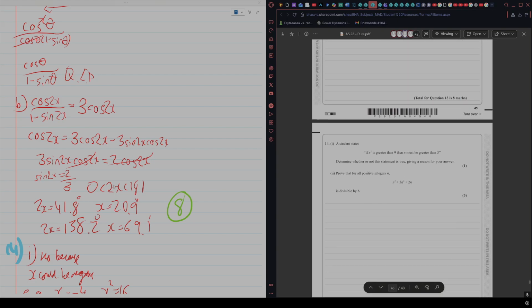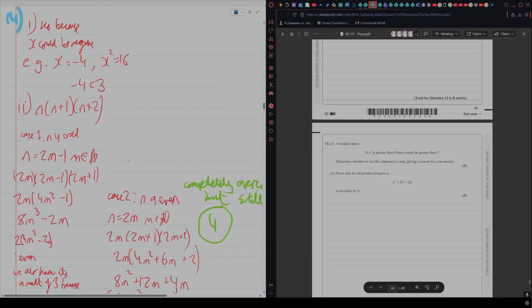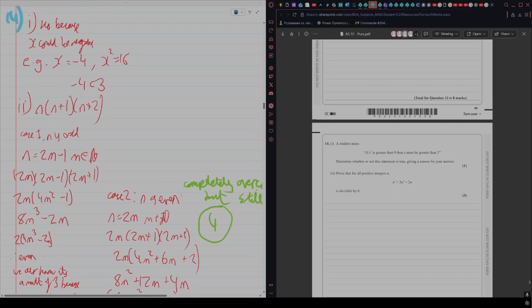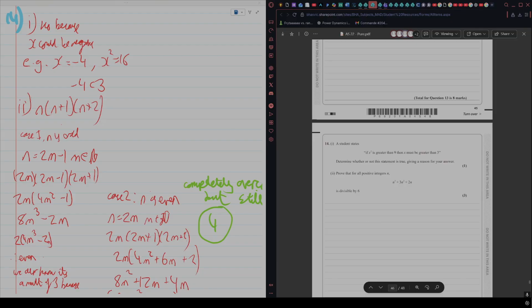Right, next question. So this is the last question of this paper. We have some proof here. I completely overcomplicated this. So I think you can just prove this by deduction. But what I did is said that this is 3 consecutive integers.